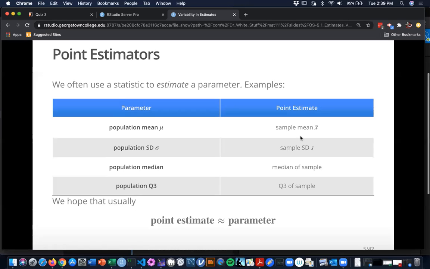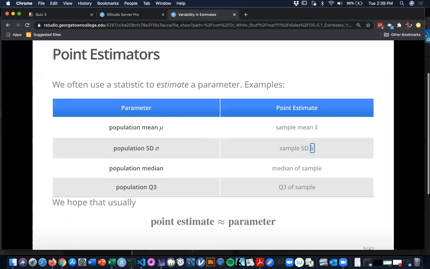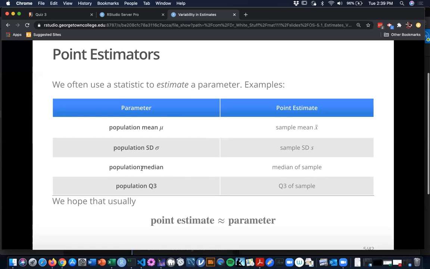And if you wanted to know mu, well, you're kind of out of luck because you can't know the entire population. It's too big, but you could take a sample and you could take the mean of your sample. That's called X bar here. And you would use that sample mean, X bar, to estimate the population mean, mu. Or the standard deviation of a population could be estimated from the standard deviation of your sample. Or the median of a population could be estimated from the median of your sample. The third quartile of a population could be estimated from the third quartile of your sample. And I could go on and on like that with examples of parameters that could be estimated from statistics.